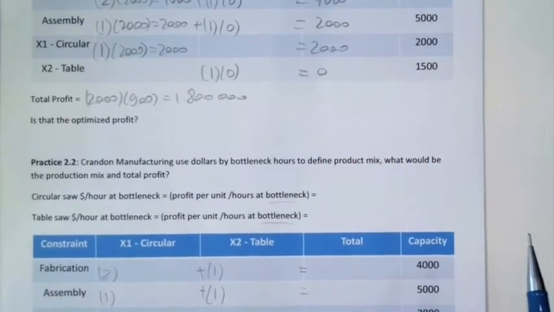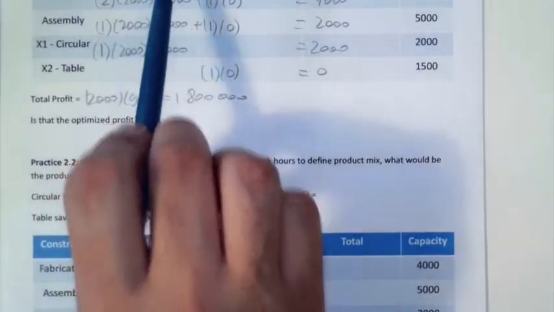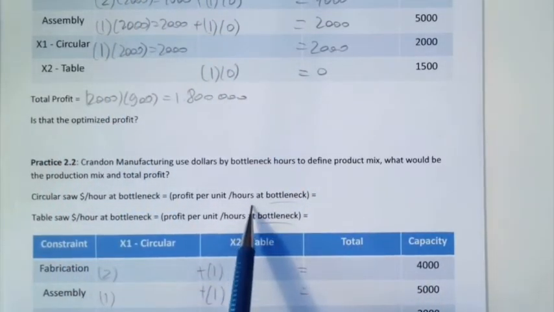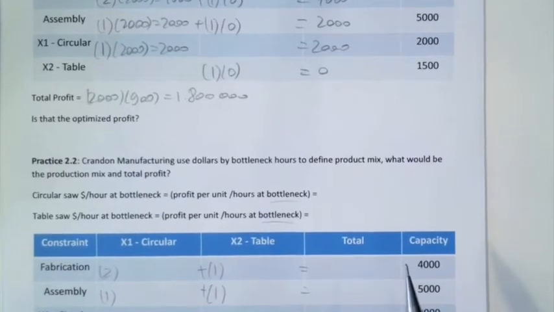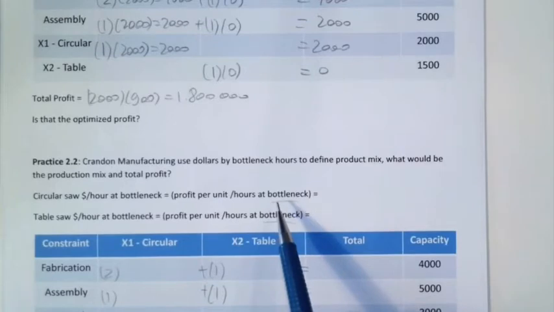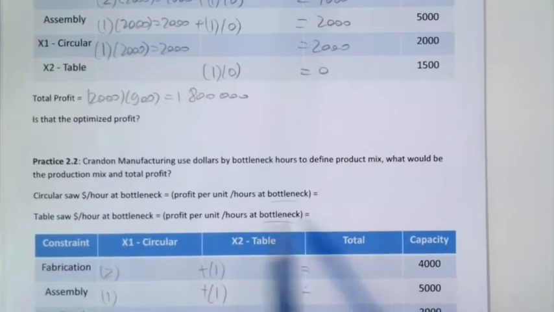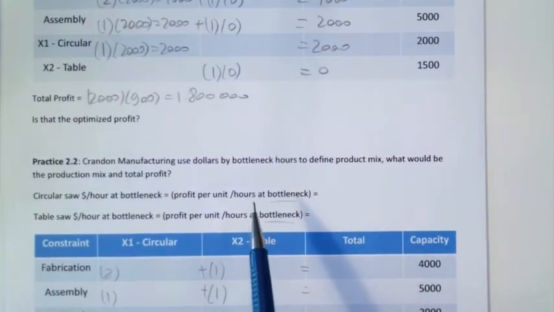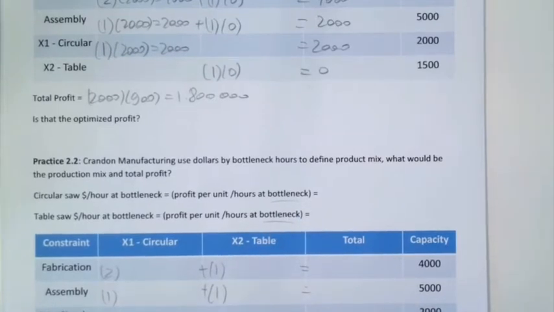So instead of only looking at the profit per unit as we did before, we're going to look at profit per hour at the bottleneck. Why is that? Because maybe some products are giving us more margins, more money, but they're taking a lot of hours in our bottleneck. So per hour in the bottleneck, they don't make as much money as other ones. So let's take a look at our fabrication process and circular saw and table saw.